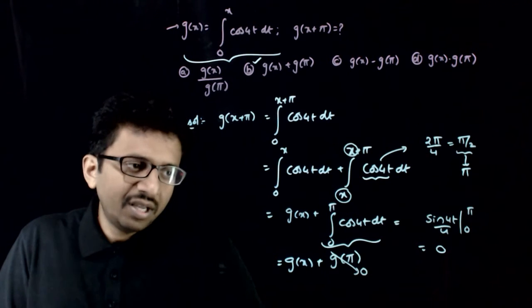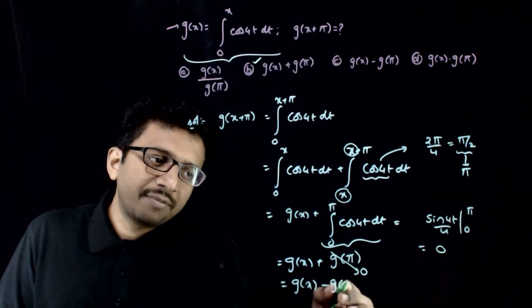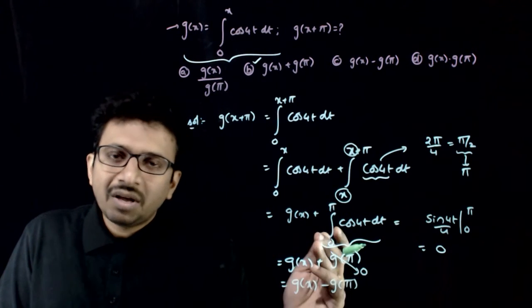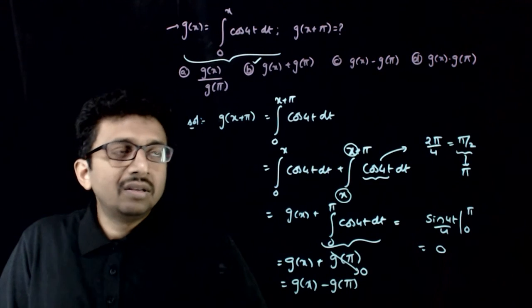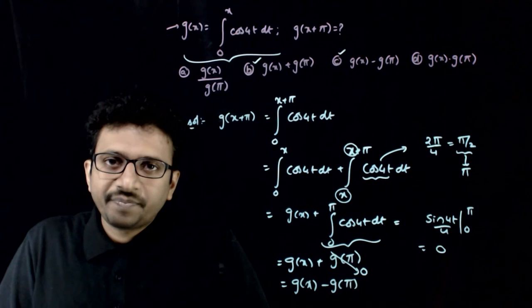That's one thing to observe. So I can also write this as g of x minus g of pi, because anyway this is 0, plus or minus doesn't matter. So for this particular question, B and C both are valid options.